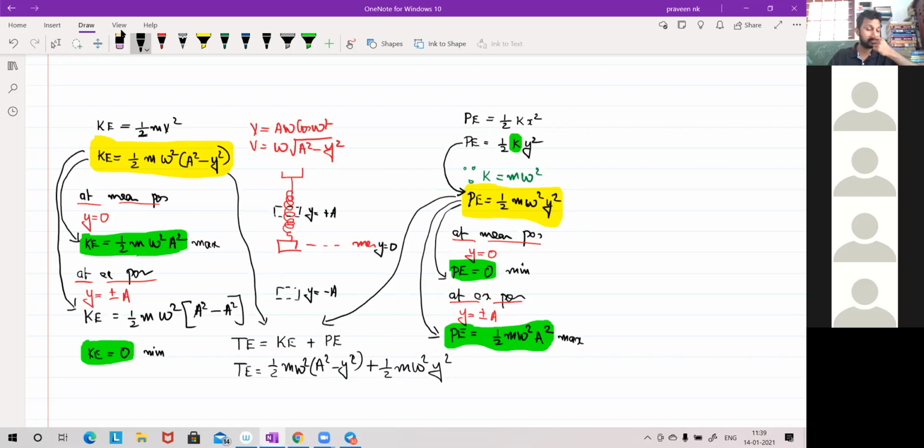Yes, sir. The minus half m omega square y square and the plus half m omega square y square will cancel out, right? To conclude this on this page itself, let me write: total energy is equal to half m omega square a square. Am I correct? If you expand it, the minus term and the plus term half m omega square y square cancel out, and the rest remains. Are you able to understand this? Yes, sir. Therefore, the total energy of the simple harmonic motion is half m omega square a square.